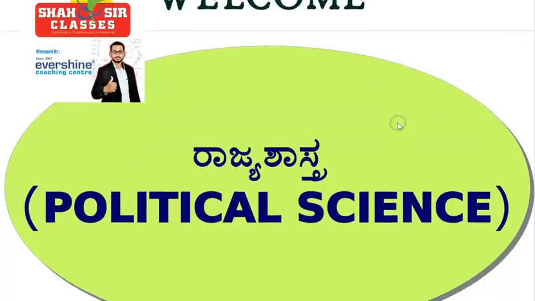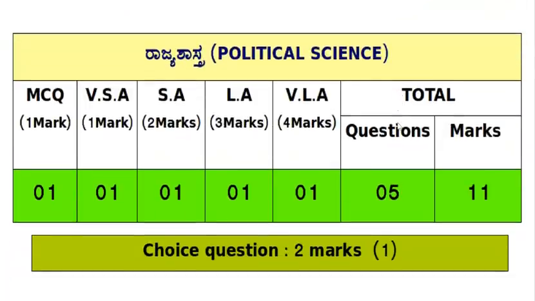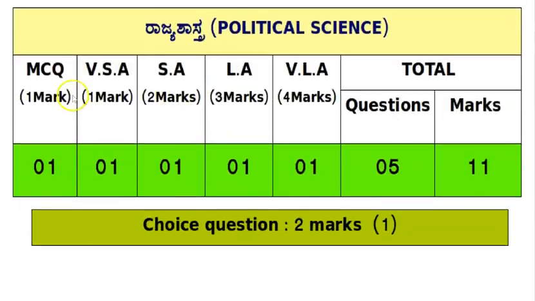First we are going to start with political science. Let me go step by step. See children, in political science, you can expect MCQs, 1 mark 1 question; very short answer, 1 mark 1 question; short answers, 2 marks 1 question; long answers, 3 marks 1 question; and very long answers, 4 marks 1 question. From political science, you can expect around 5 questions which carry 11 marks. And also you will be getting one choice question in 2 marks.